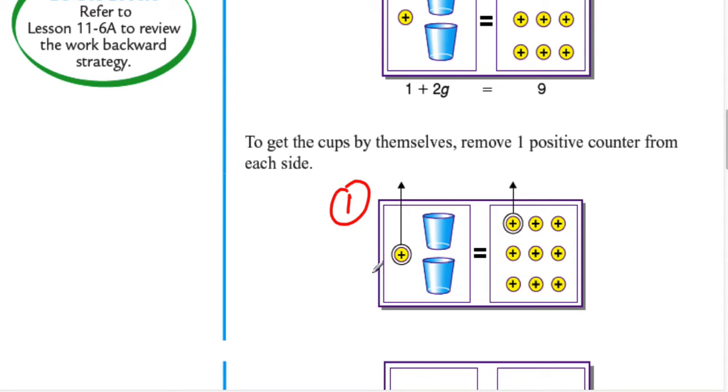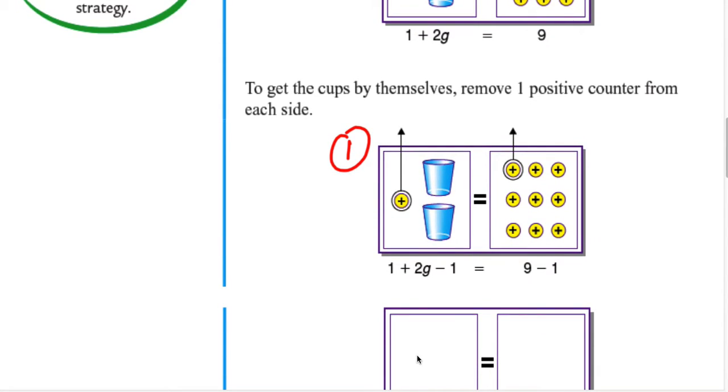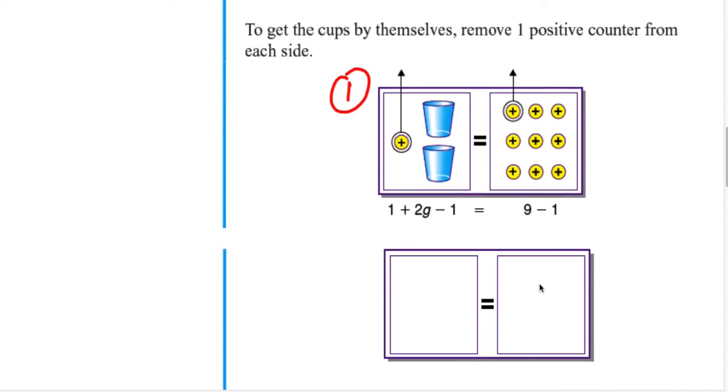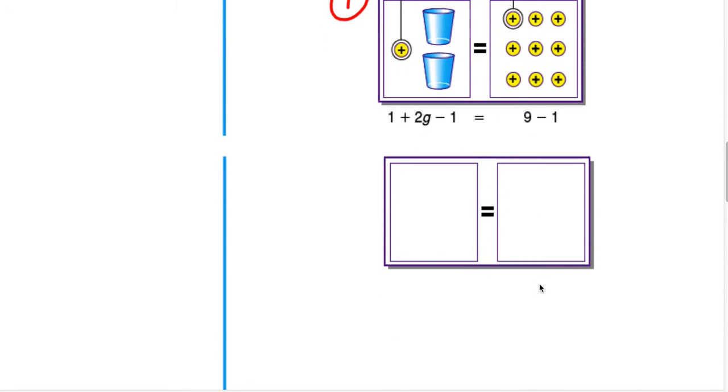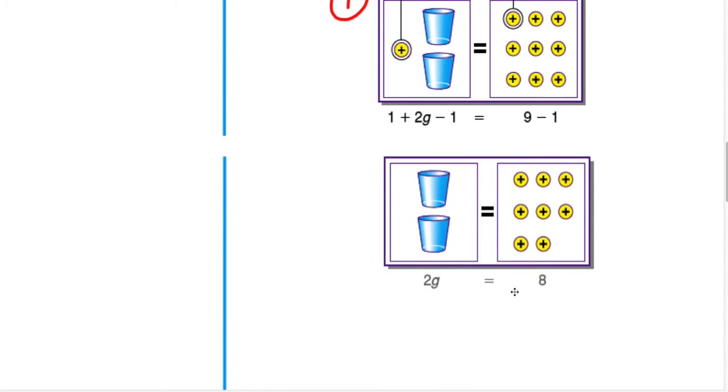Subtracting 1 from each side of the equation, which means this is now 1G plus 2G minus 1. Since we subtracted 1 here, we need to subtract on the other side as well, so 9 minus 1 as well. Then from there we end up with 2 cups and 8 positive counters. So this now becomes 2G is equal to 8 after subtracting 1.